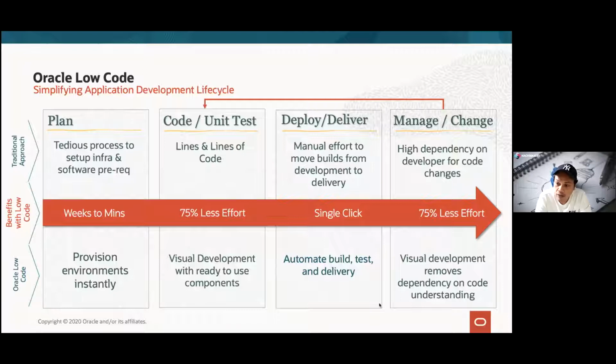And when you have deployed your application into production and there are some changes that need to be done, then you can easily do that. Let's say one of your key developers or team members has left the organization. How do you take over the code? You need to read through those lines of code. You need to understand what this developer has done. Well, using a low-code approach, it will remove these dependencies on code understanding.